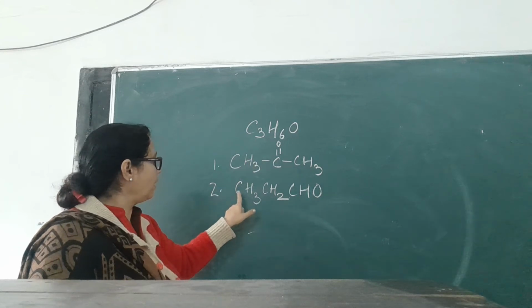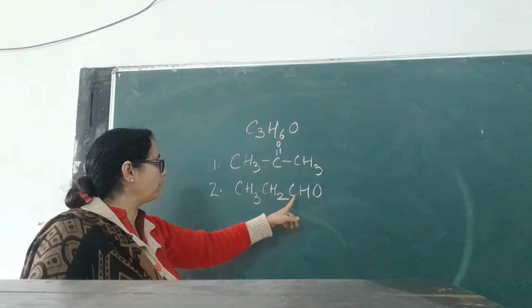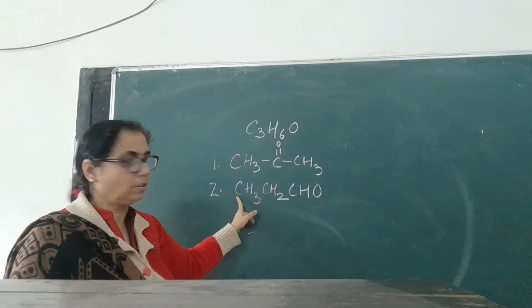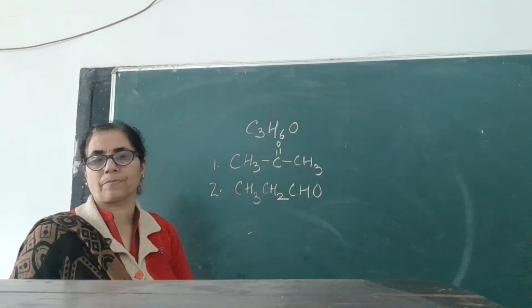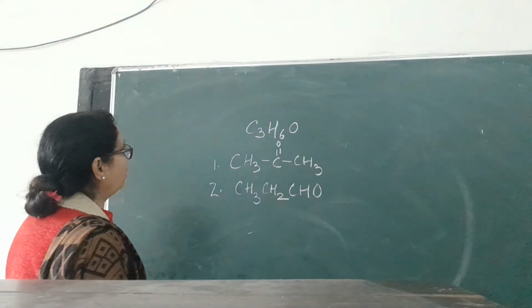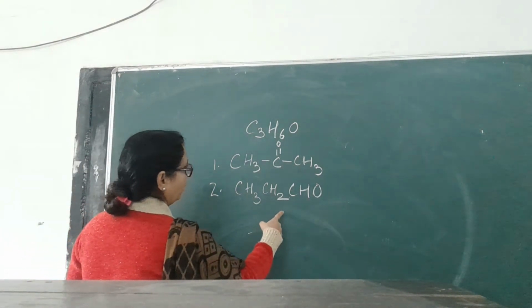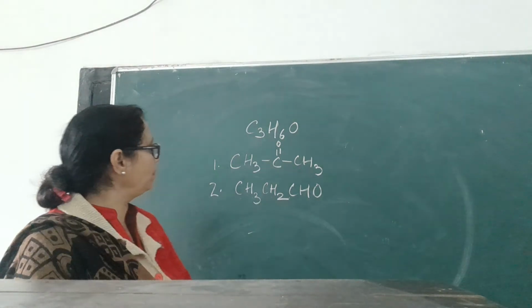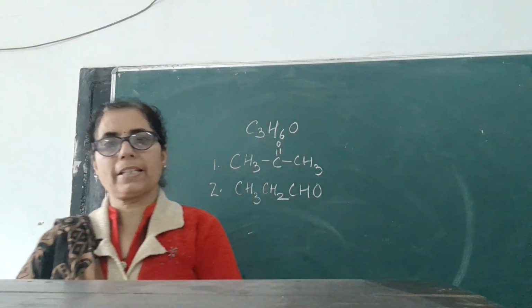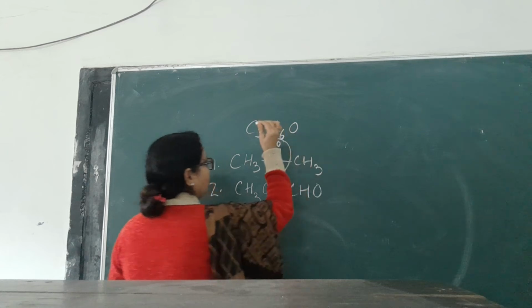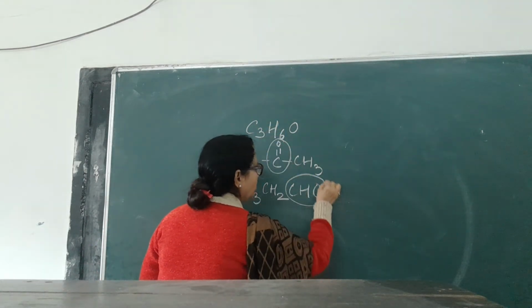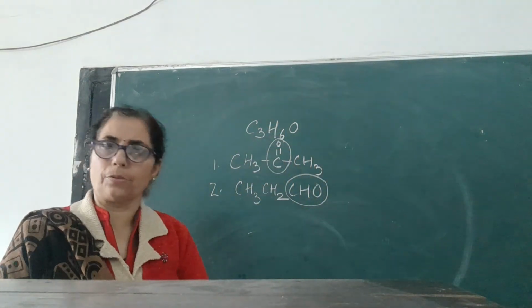Again, 3 carbons, 1, 2, 3, and we can count from here, 1, 2, 3. 3 carbons, 6 hydrogens and 1 oxygen. Up till here, 2 functional groups can be written for this compound. What were the functional groups? One was ketone and the other was the aldehyde group.